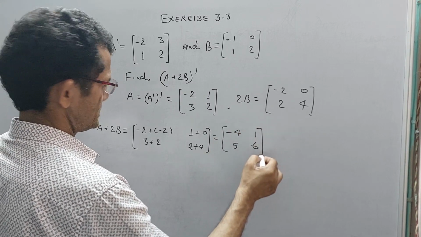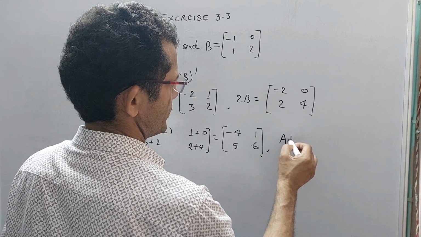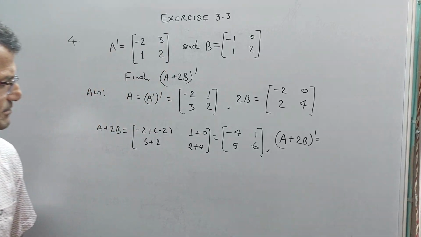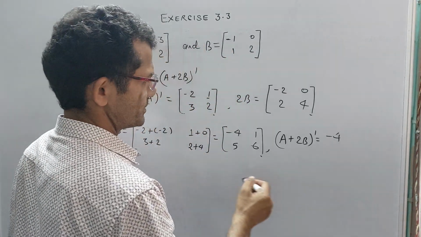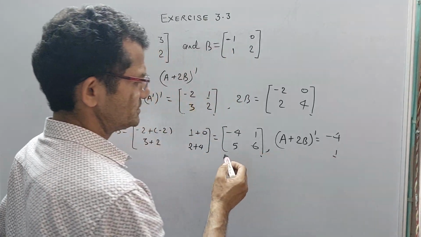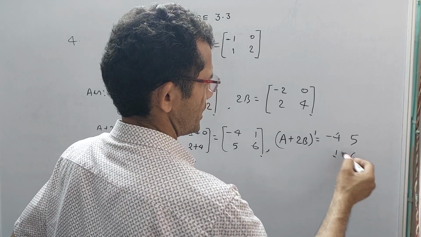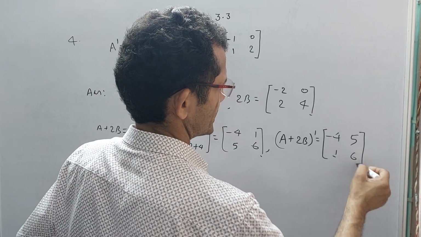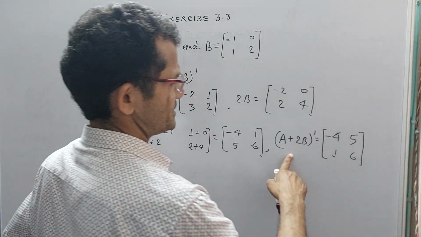So this is A plus twice B. We need the transpose of this, so we just interchange the rows and columns. The transpose of the A plus twice B matrix will be: the first row, minus 4, 1, becomes the first column, and the second row, 5, 6, becomes the second column. In this way we have calculated the transpose of the matrix A plus twice B.